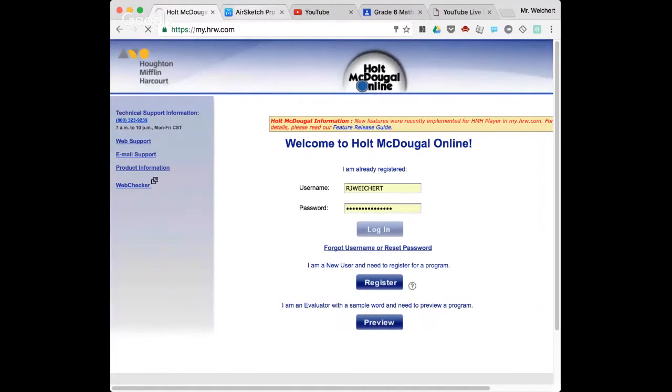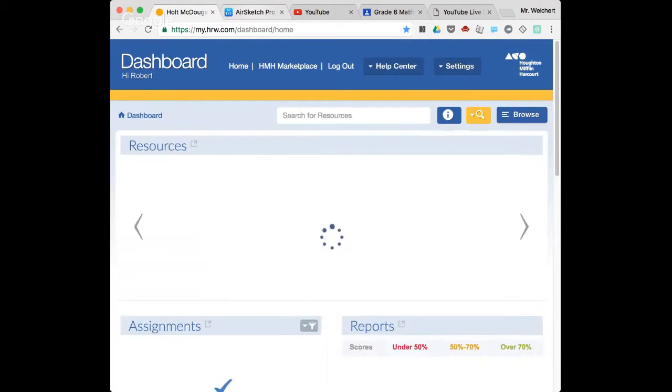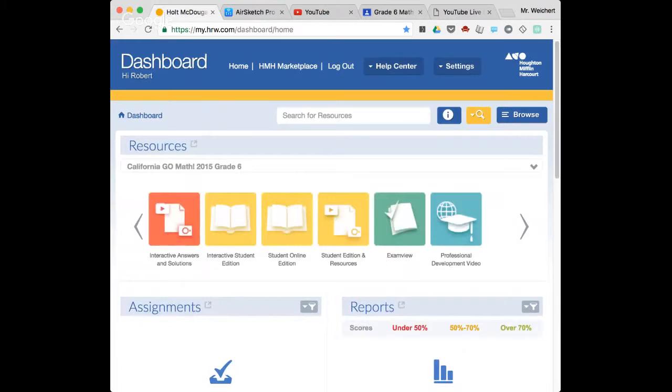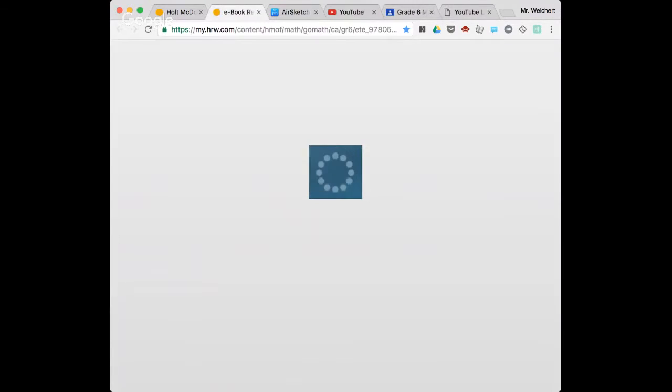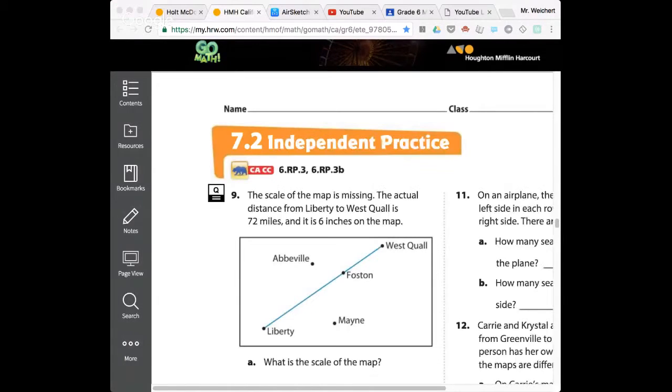Guys, sorry, this is something I'm learning. I should have something like this pulled up already. What I'm trying to do is get your textbook on screen. Interactive student online edition. I think this is what we want. Yeah, we're going to do more problems. Let me pull up your math book so that we can look at it together. Can you see that? Oh good, you can see it, okay.